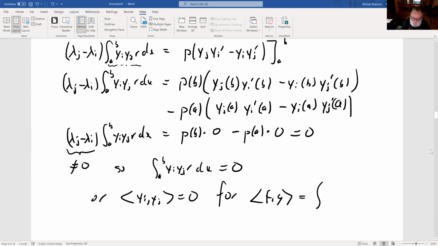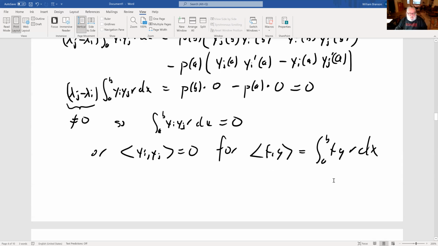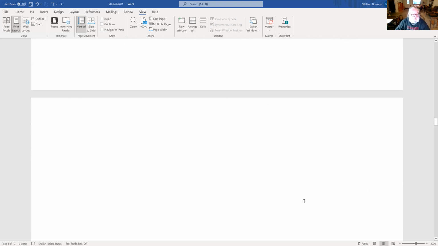we have this nice result, which we can think of in terms of inner products: the eigensolutions to Sturm Liouville equations are orthogonal for this particular integral, for this particular definition of inner product. So that's very nice. So why is this useful?